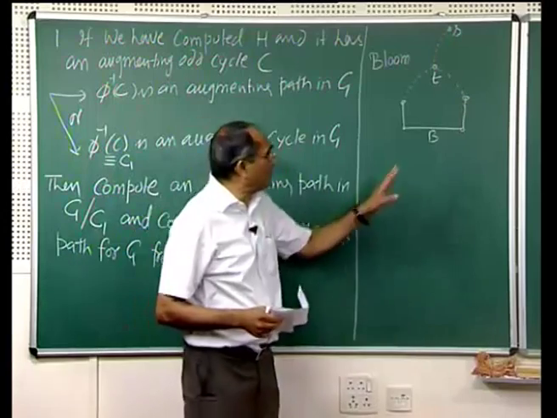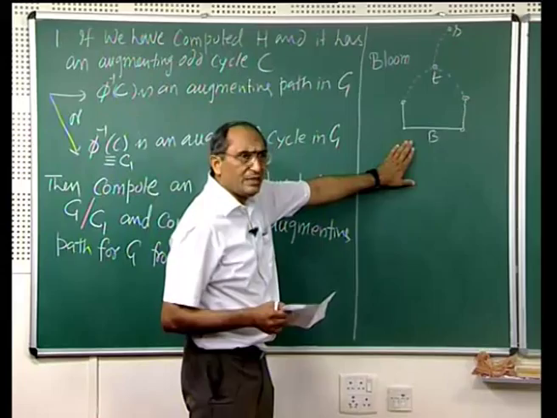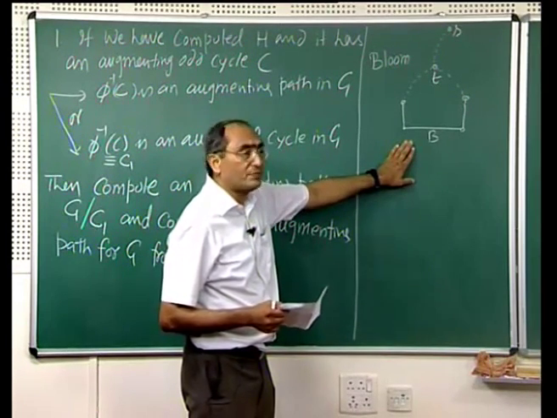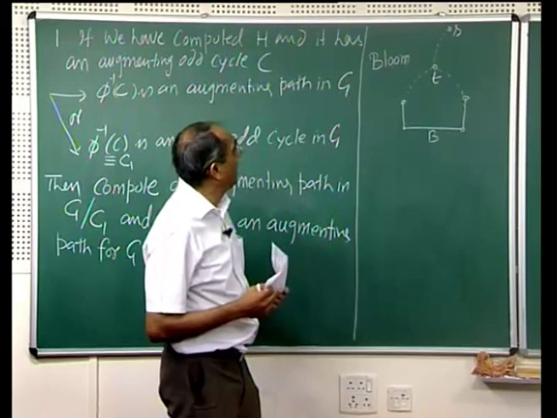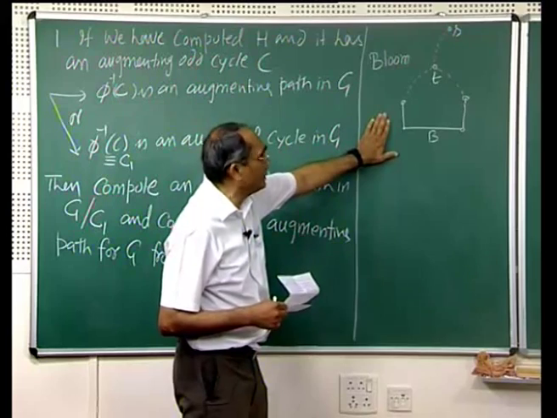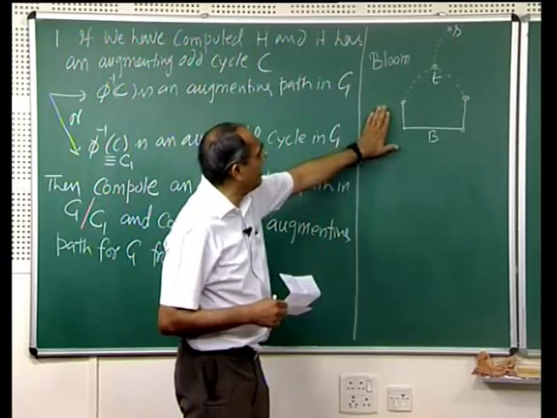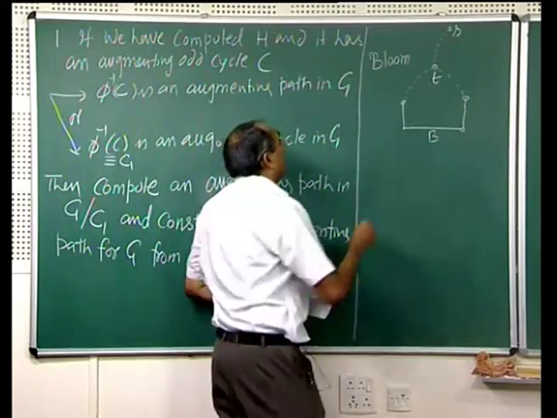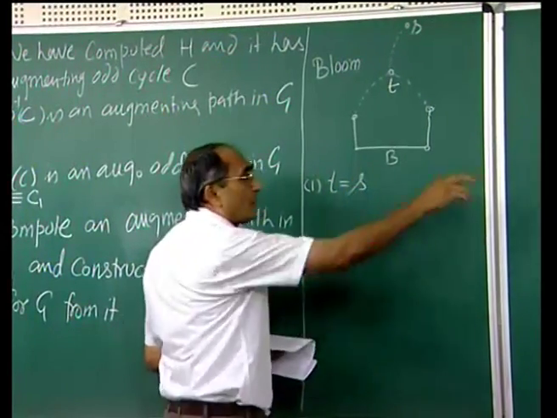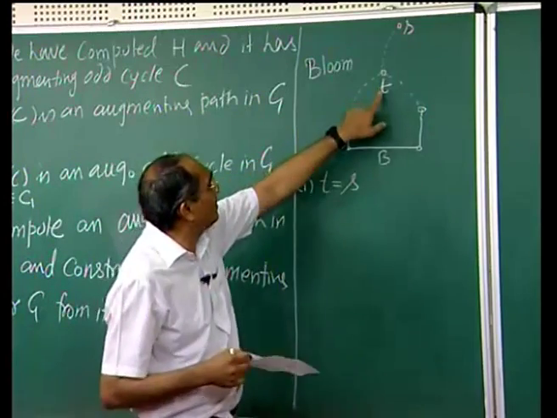Our goal is to compute an alternating odd cycle or an augmenting path in the graph G, and for that it would be fine if we succeed in computing an alternating odd cycle in H. So there are three possibilities. First one, that T is equal to S, like we saw in our examples. Both those examples had a situation where T was the same as S.